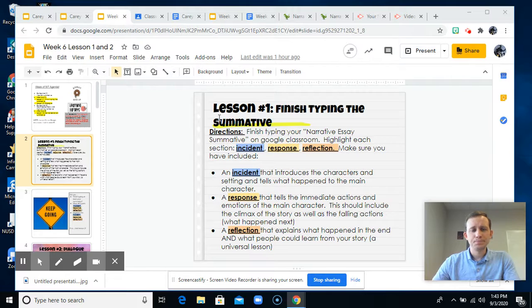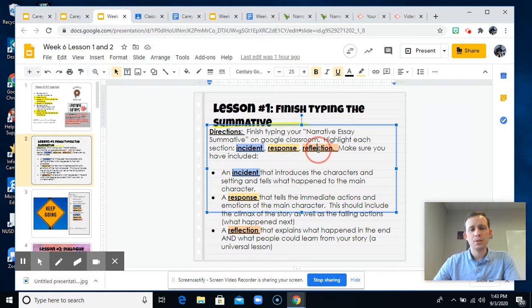Looking at lesson 1, we're going to be typing the rest of our narrative essay summative, and we're going to be highlighting each section in our narrative. So that includes our incident, our response, and our reflection. And you can see the colors, we're going to highlight them. We're going to make sure we stick to those colors and use the light version of the colors so it's still easy to read. All right, there's a reminder here about what those 3 things are.